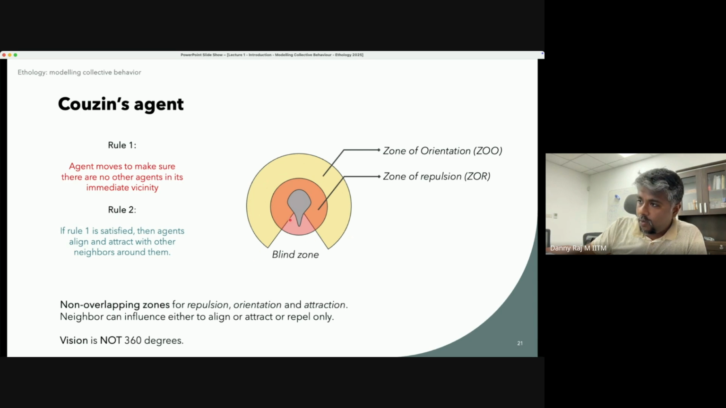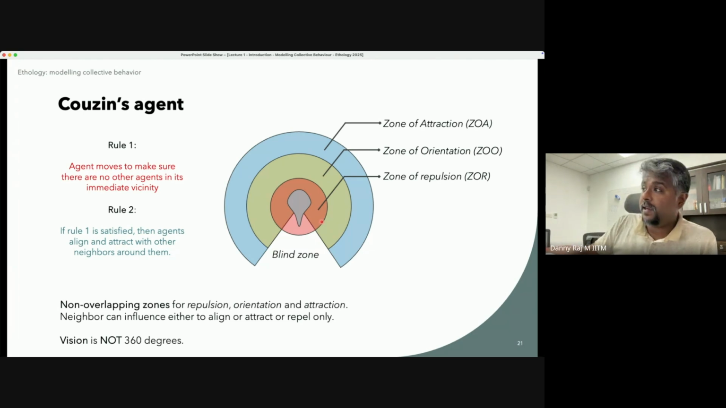If you notice, I've cut out a part here. That's the part where the agent can't see. So there's a blind zone as well. Vision is not necessarily 360 degrees. For us, I would have cut out here. For these animals, it's cut out much less. They can see much more than we do. And then there's a zone around it, called the zone of attraction. When an agent is here, this one is attracted to that. When an agent is here and it's aligned this way, this one will also align that way. When an agent is here, it will move away from that agent. Does that make sense? These are how the rules are given in this particular model.